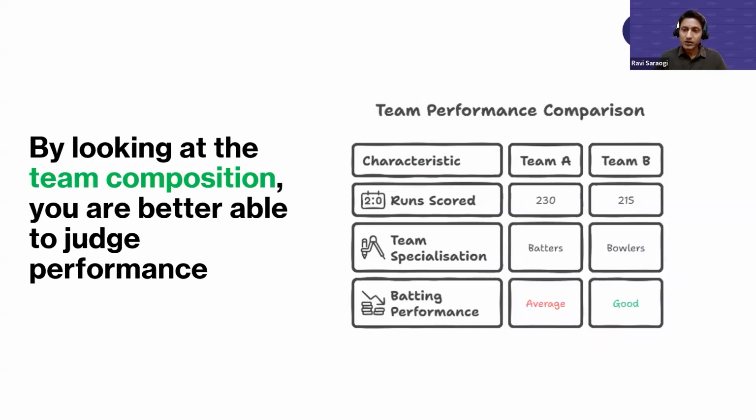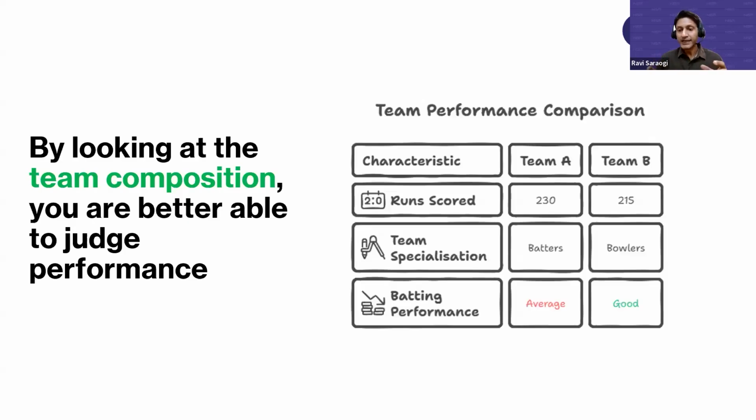Here's the full picture of the question that I asked you earlier. Team A scored more runs, but it was made up of specialist batters. Most of the players in Team A were specialist batters, and you would expect them to put up a high score. Team B, on the other hand, scored fewer runs, but their lineup consisted mainly of specialist bowlers. And for a team of bowlers, scoring 215 was actually quite impressive.